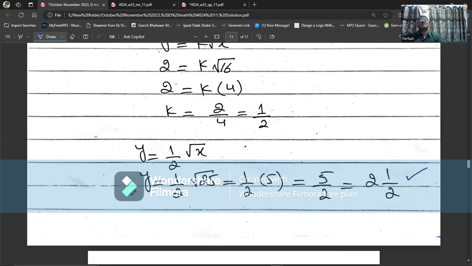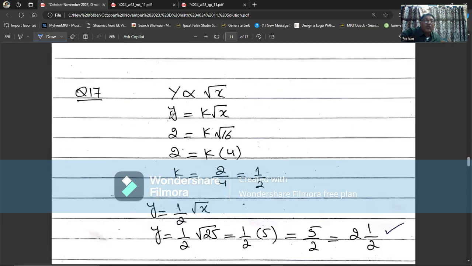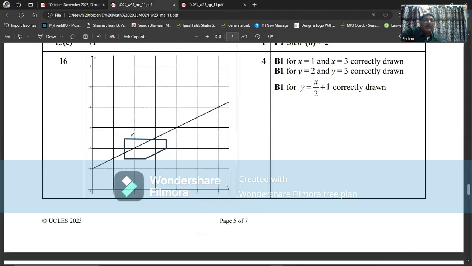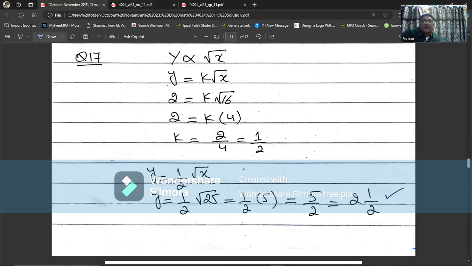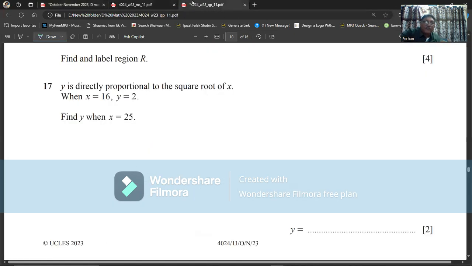He says when x is 25, what is the value of y? So y will become 1 by 2 square root of 25, and that will be 1 by 2 into 5, and it will become 5 by 2, which means 2 whole 1 by 2. So let me show you the whole question. 17 is showing up on your screen. Question number 17. 5 by 2 is the right answer, sir. 5 by 2 is our answer.